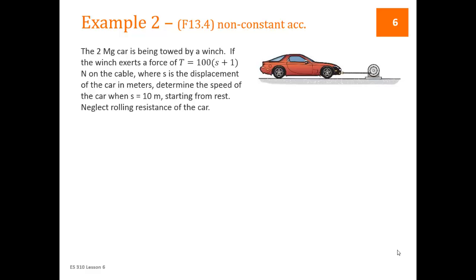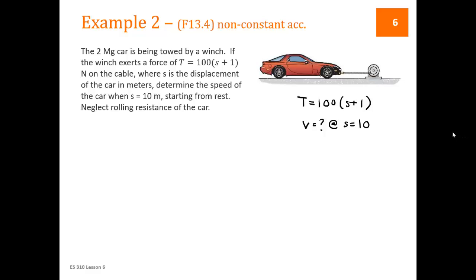That motor, this guy, is creating a tension in the rope of 100 times s plus 1. And so the car is being accelerated, because this isn't a constant, right? So that must mean that the car is being accelerated. And we want to know, what is its speed at s equal to 10?